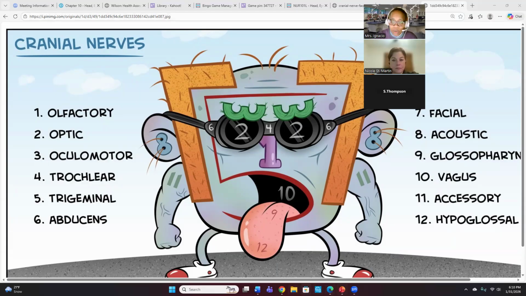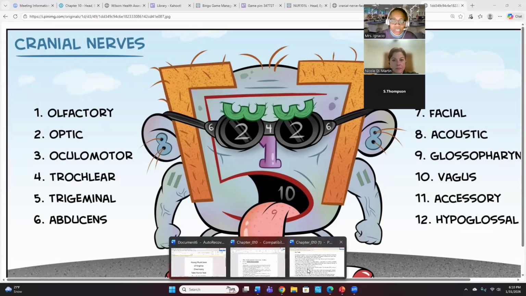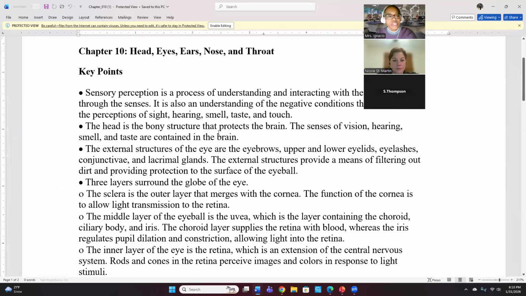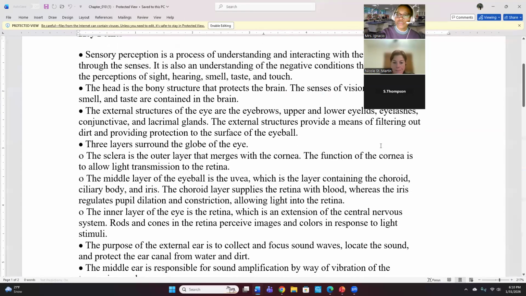Let me go back to the notes because I just want to do a run through. This tells us a key point when we are doing our health assessment of the head. It's a bony structure that protects the brain, and we know that going back to anatomy. Please, nurses, don't forget your anatomy. That's going to be essential to be successful as a nurse.